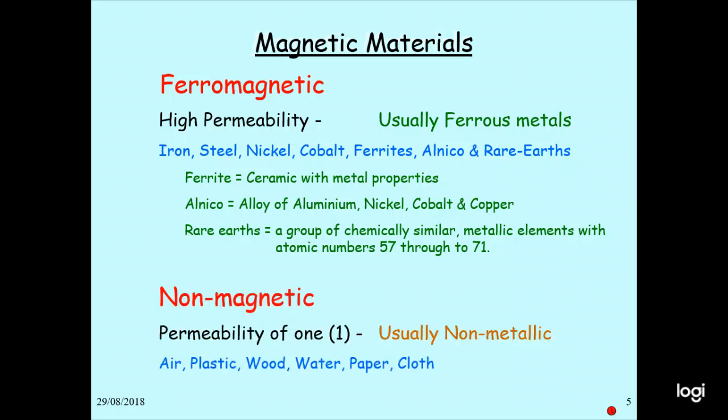Non-magnetic materials have a permeability of 1. In this case, they are usually non-magnetic. They are air, plastic, wood, water, paper, and cloth. They are non-magnetic materials. Permeability is 1.